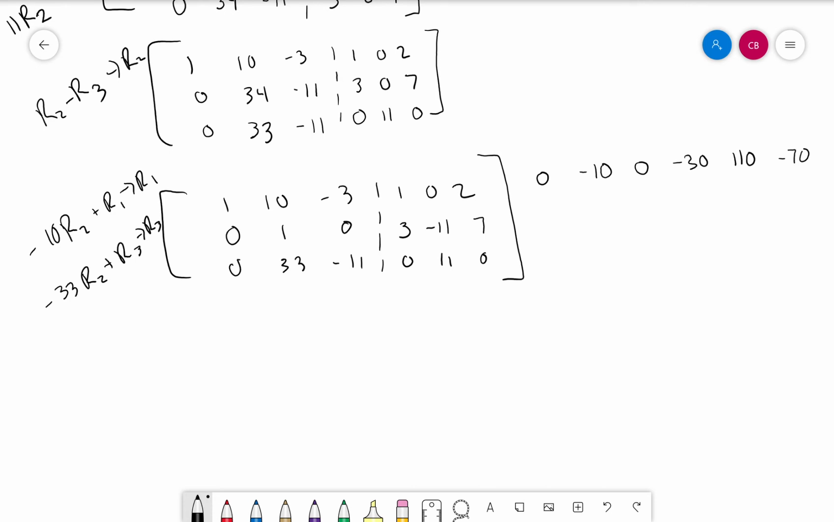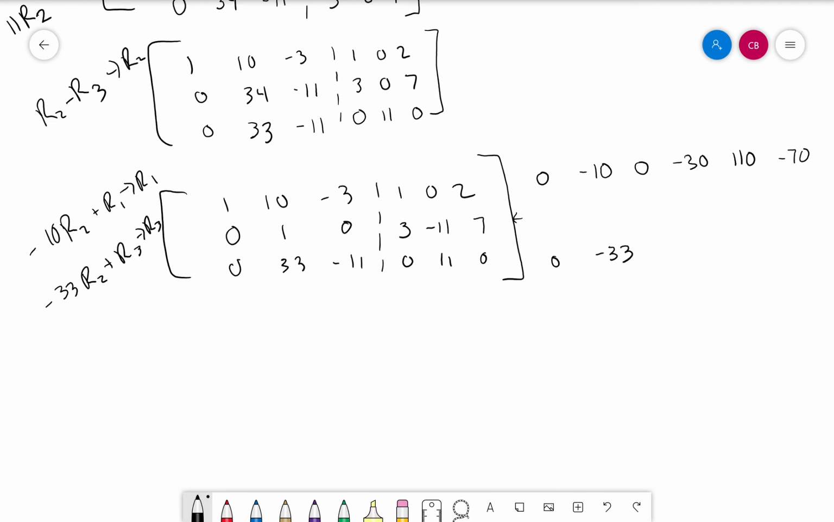Okay, next we're going to do negative 33 times 0 is 0. Negative 33 times 1 is negative 33. I'm timesing this by this middle row, this one. I'm just writing it next to the one I'm going to add it to. Negative 33 times negative 11 is 363. Actually, hold on. No, I did that wrong. Let me say that again.